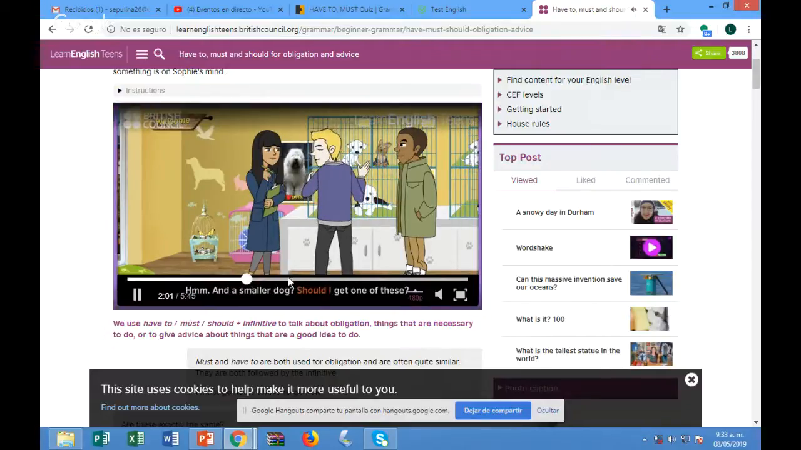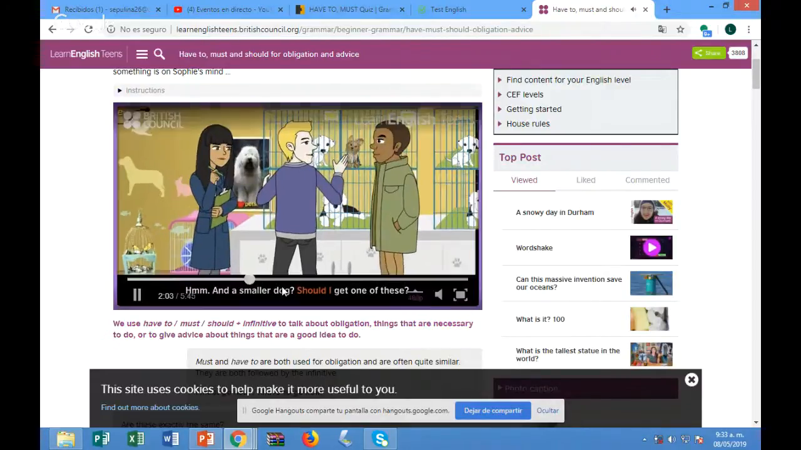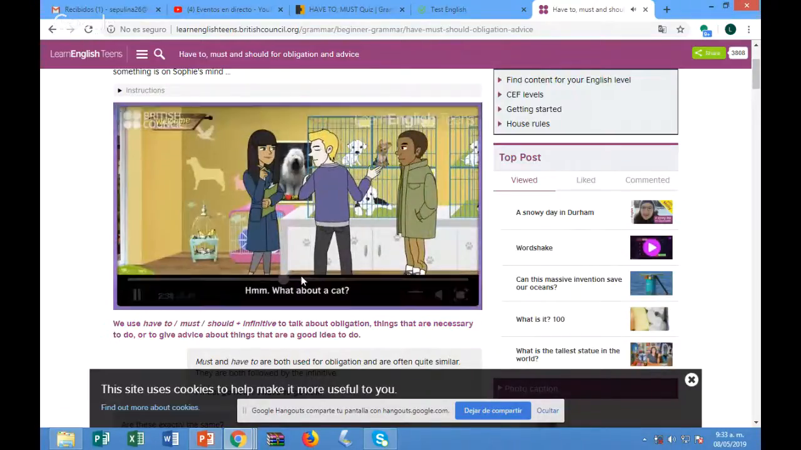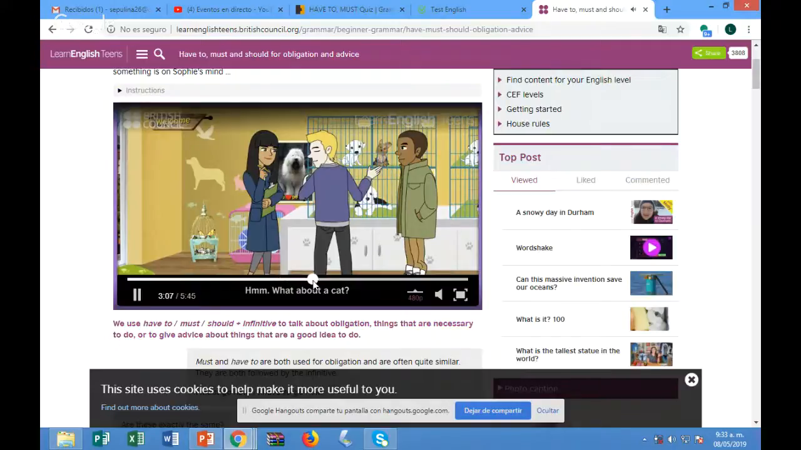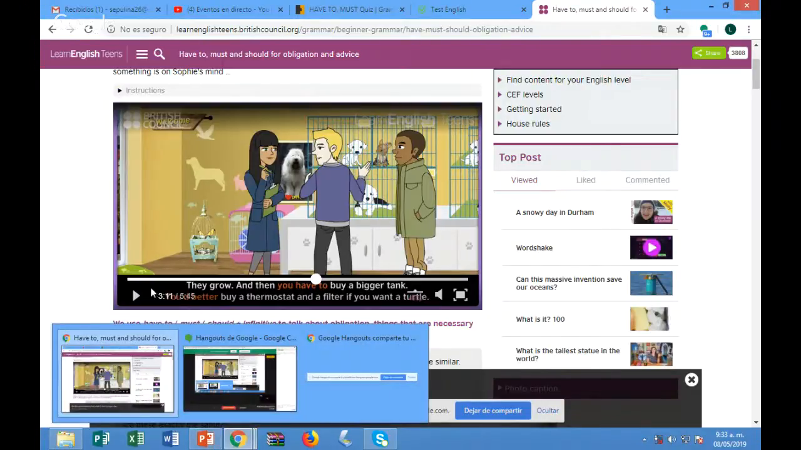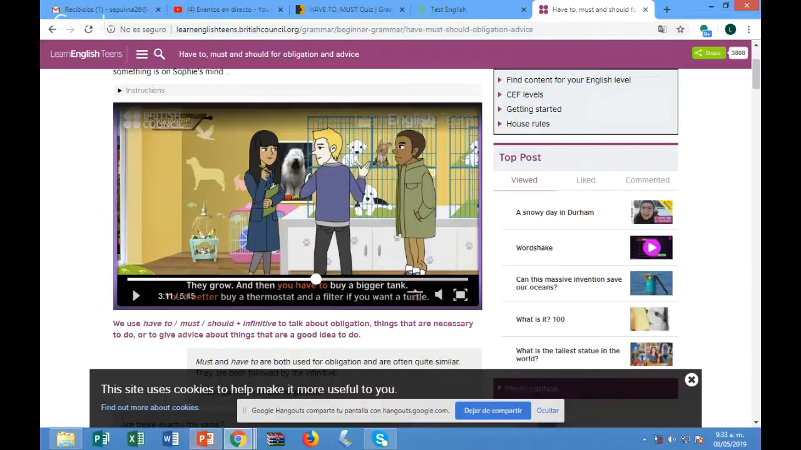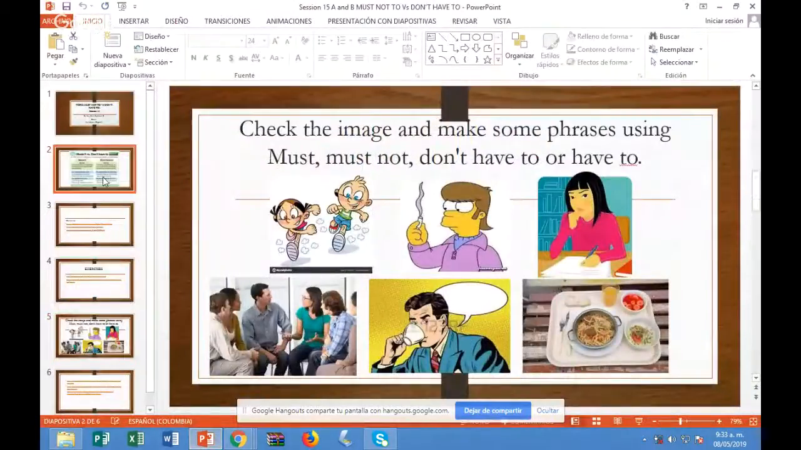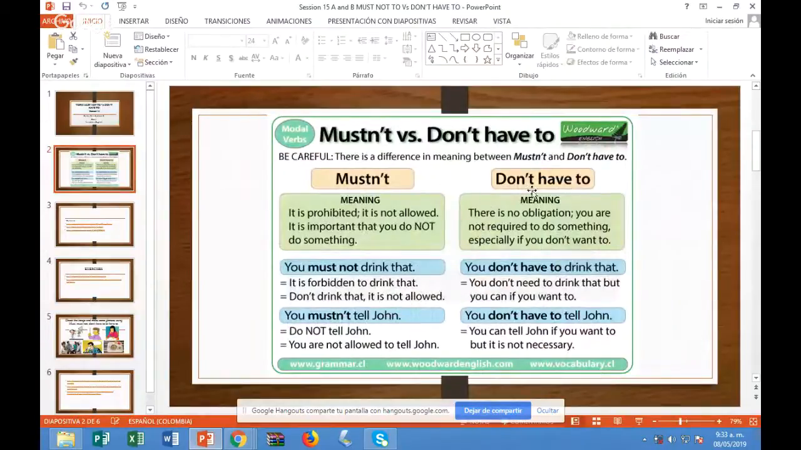And a smaller dog? Okay, here we have: should I get one of these? Then, they grow, and then you have to buy a bigger tank. You have to. You need to do it. So this kind of modal verbs we use a lot when we are talking because it's important to express different kinds of ideas. So depending on what you want to express, you can use mustn't or don't have to.